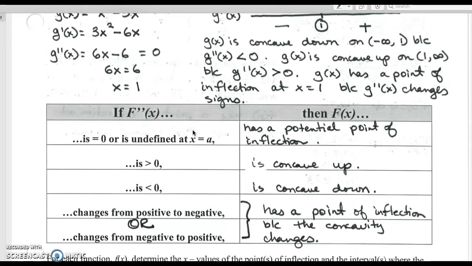So here's your next set of definitions. If your second derivative is 0 or undefined, it has a potential point of inflection, potential being the key word. If the second derivative is positive, then the function is definitely concave up. If the second derivative is negative, it is concave down, f in this case. And the only way to have a point of inflection is if we change concavity, so it doesn't matter if we're changing from positive to negative or negative to positive.